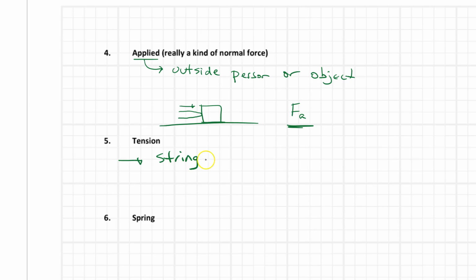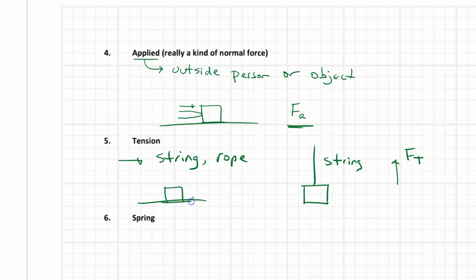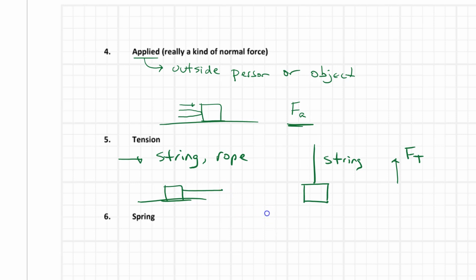is when we have a string or a rope. That would be a tension force. So here's an example. Let's say we have an object attached to a string, then we would have a tension force. Which way would that string be pushing or pulling on the object? That string would be pulling upwards, so we could say that the force of tension would be upwards. We can also have a horizontal rope or string that's pulling on the object sideways. So it can be in different directions.